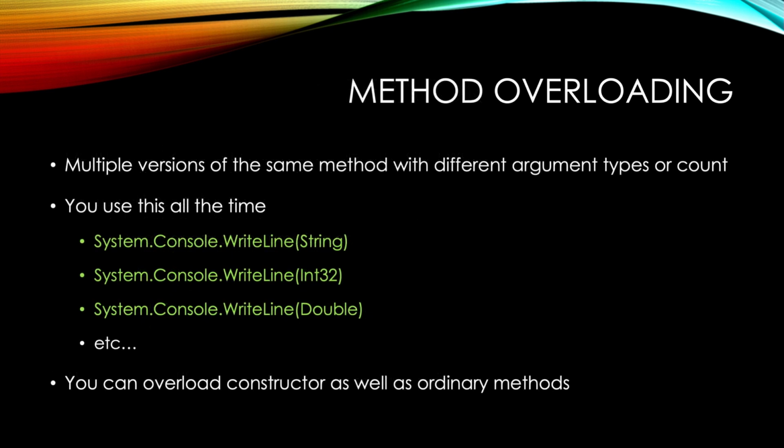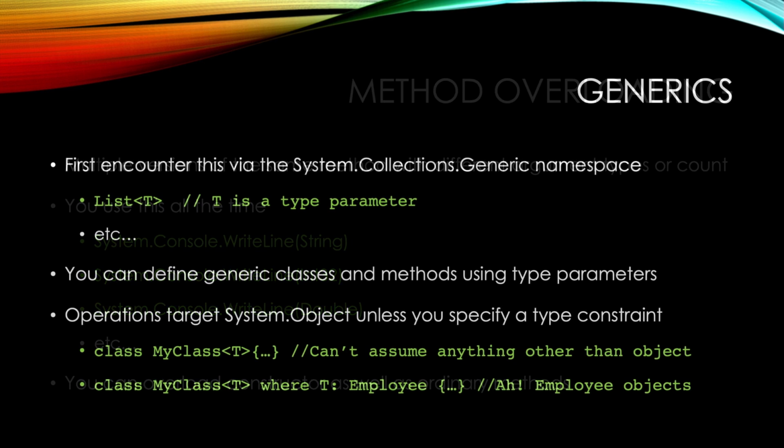Method overloading. Method overloading means having multiple versions of the same method with the same name with different argument types or count. So you use this all the time. For example, System.Console.WriteLine can take a string, it can take an Int32, it can take a double, etc. You can overload constructor methods as well as ordinary methods.